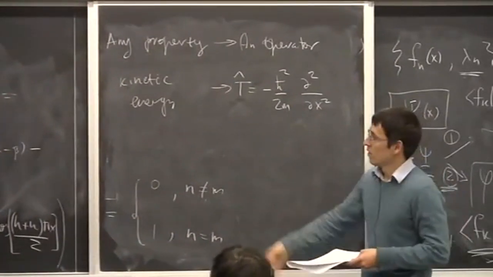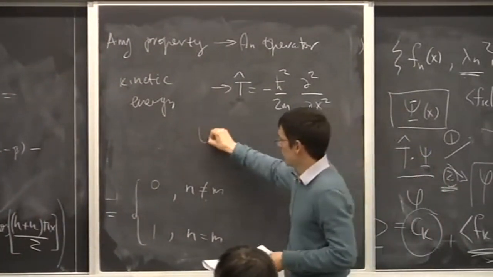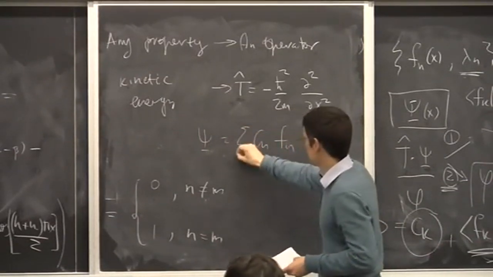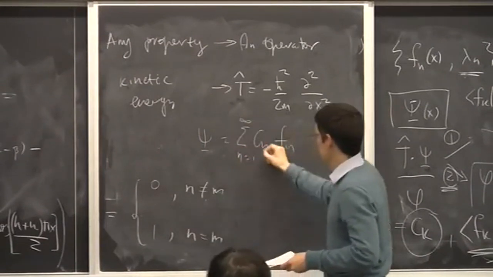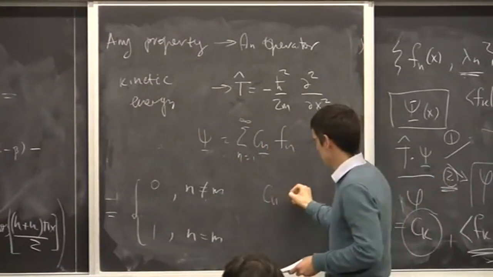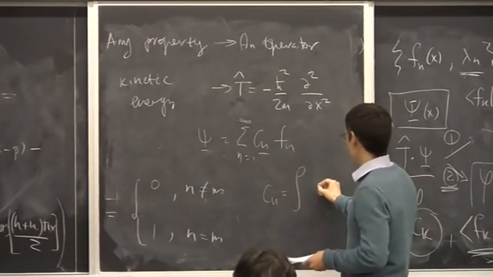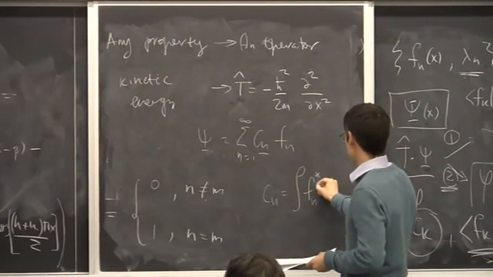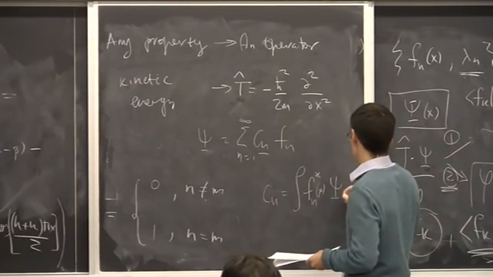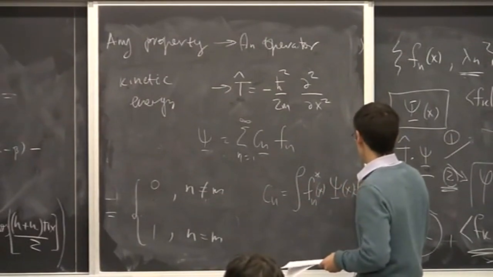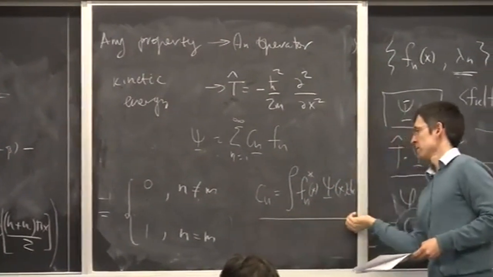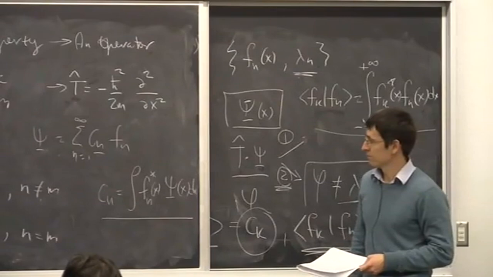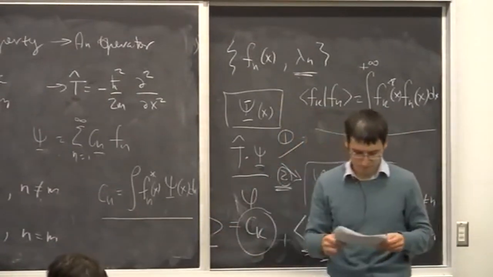And then you can use these functions to expand any function psi as a linear combination over these functions. And the coefficients can be found as the integral of this set of functions with the original function, right? It's very straightforward and simple. Okay?